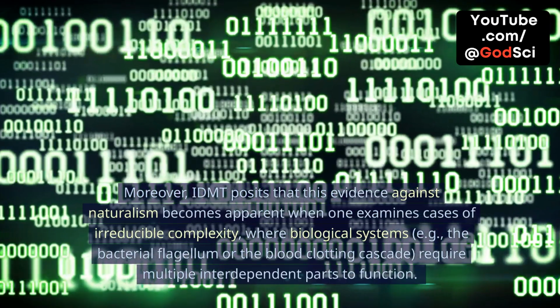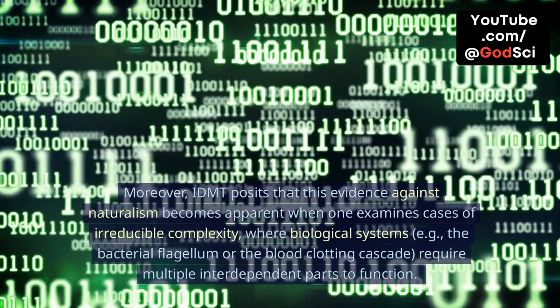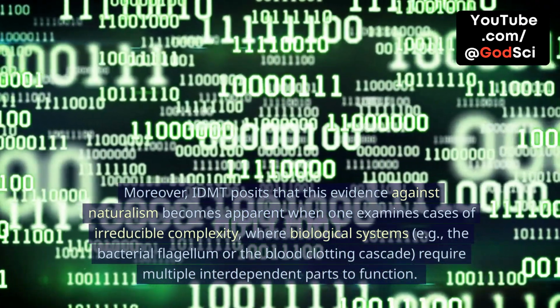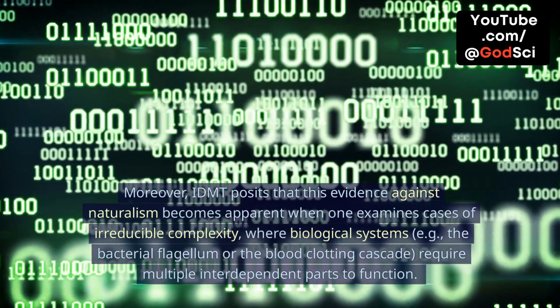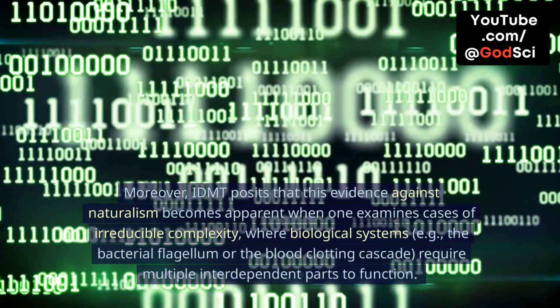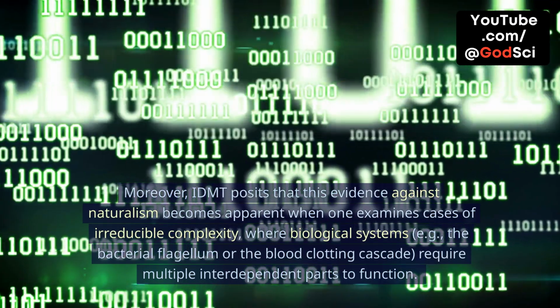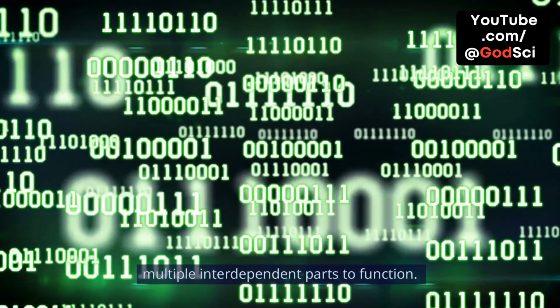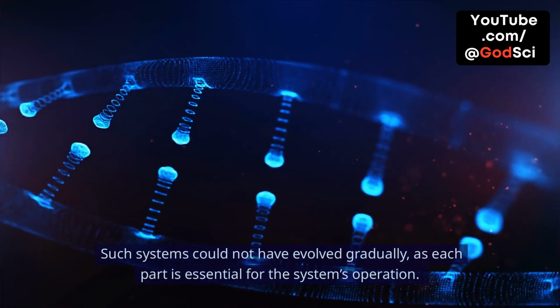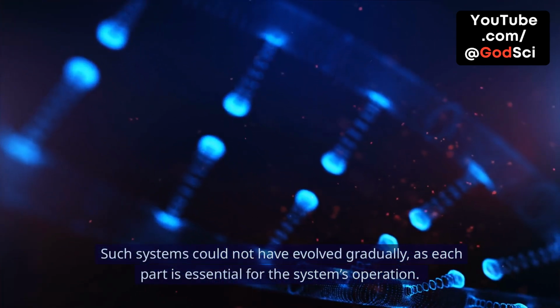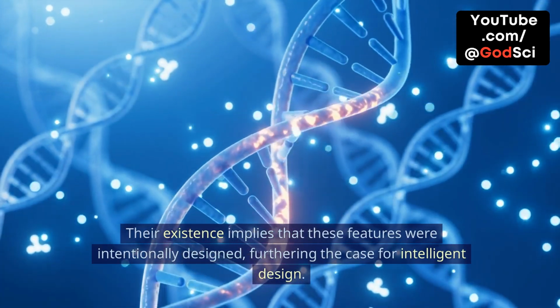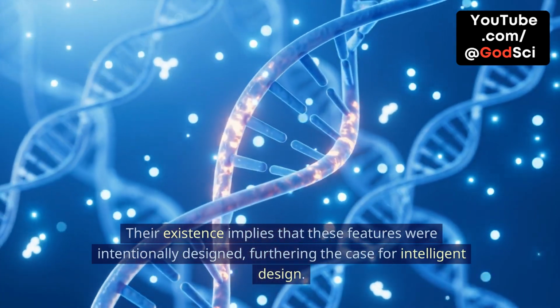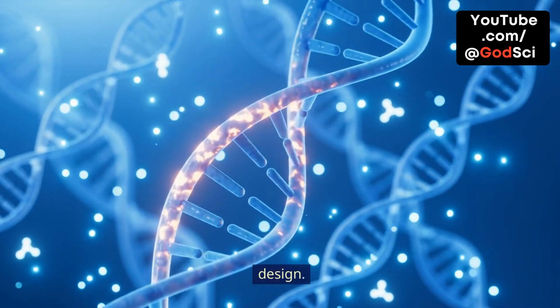Moreover, IDMT posits that this evidence against naturalism becomes apparent when one examines cases of irreducible complexity, where biological systems, e.g., the bacterial flagellum or the blood clotting cascade, require multiple interdependent parts to function. Such systems could not have evolved gradually, as each part is essential for the system's operation. Their existence implies that these features were intentionally designed, furthering the case for intelligent design.